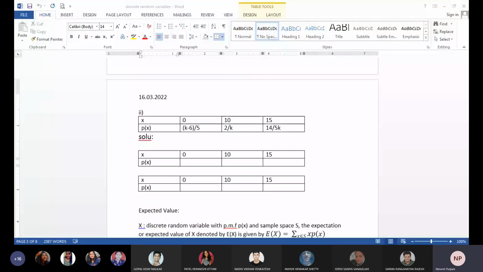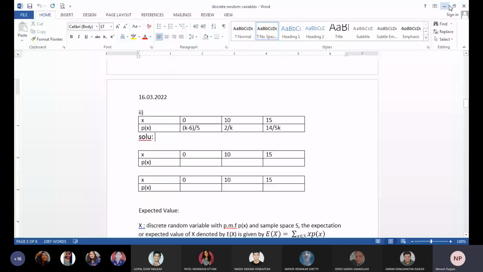Okay, so what does the question say? X takes values 0, 10 and 15. P of x takes the values k minus 6 upon 5, 2 upon k, 14 upon 5k. It is given that this P of x is a probability mass function, and we have to find out the value of k. So here we start with P of x being a probability mass function. What are the two properties? Two properties are summation of P of x is 1.